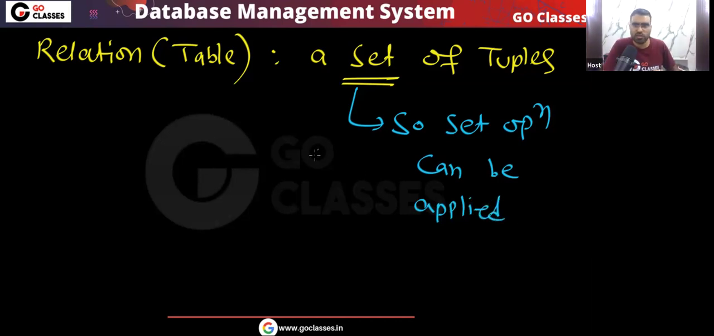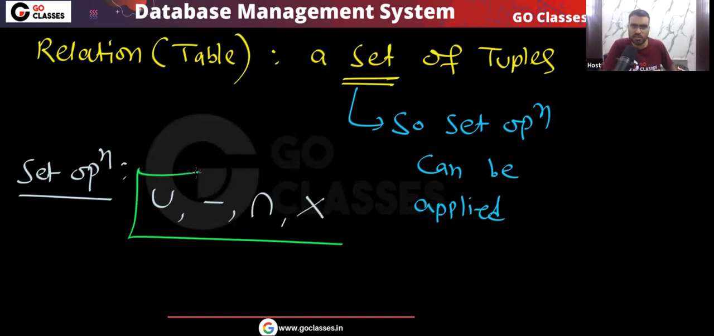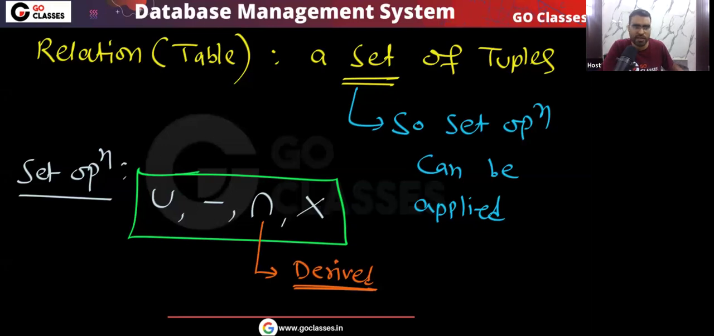Which set operations do we need to see? Let me tell you the set operations that we need to study. We will study the set operations union, set difference, intersection, and cross product. Which of them is basic and which is not basic? I told you this one is not basic, it is derived, and the remaining are basic. Is this clear? These are actually basic operations.